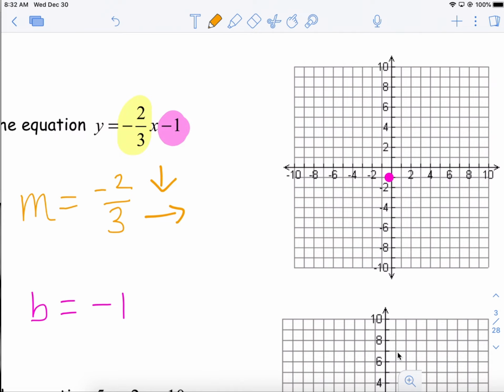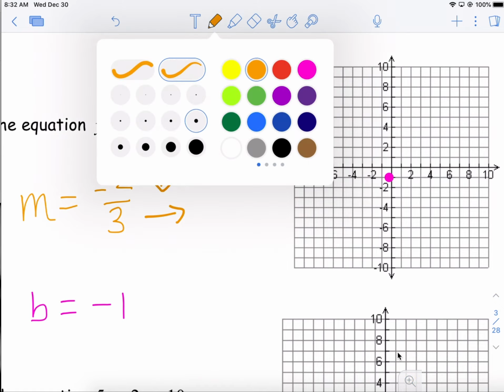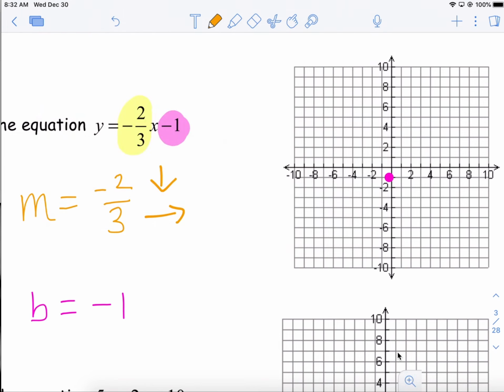Since it's negative, that means my line needs to be going downhill, okay? So we're going to be moving down 2 and over 3 before we get to our next point. And I just repeat that over and over. The expectation is that you are graphing as many points as fit on the graph. You are not just doing 2 and then winging it, okay?